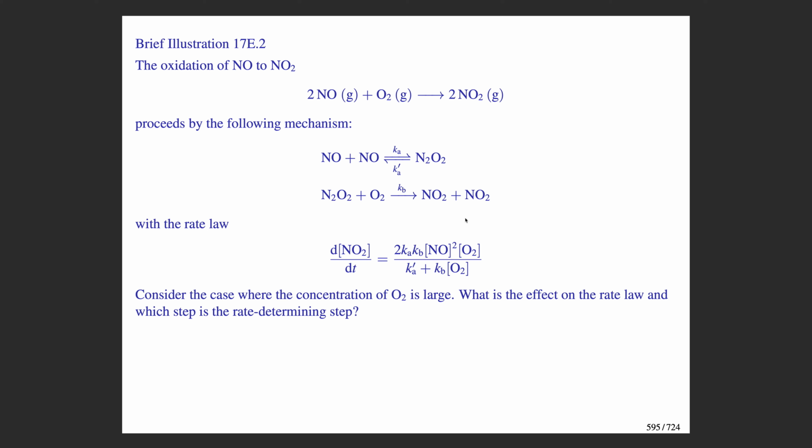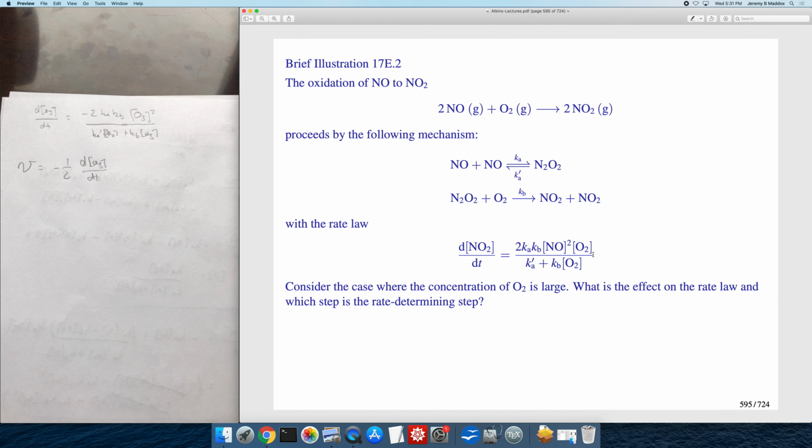Here we're being asked to essentially analyze a reaction mechanism. Up at the top we have our stoichiometric reaction, so this is the overall reaction. There are two chemical equations, but three steps, because the first equation has both a forward step and a backward step. We are told that this is what the rate law is, and they want us to analyze the rate law for the case where the oxygen concentration is very large.